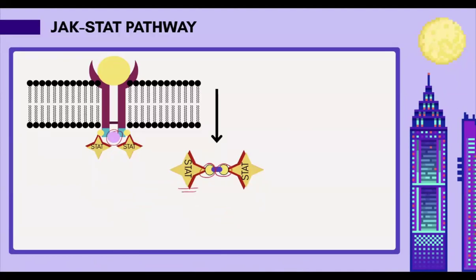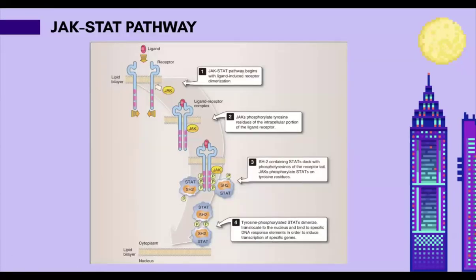And the two STAT proteins, because there are two parts to the receptor molecule, that's why you have two STAT proteins. These two proteins are going to dimerize together. So now it's one big molecule. And then remember that they're a transcription factor. They're going to move into the nucleus, and then they're going to carry out their effect through transcription. And that is the JAK-STAT pathway. Is that clear?